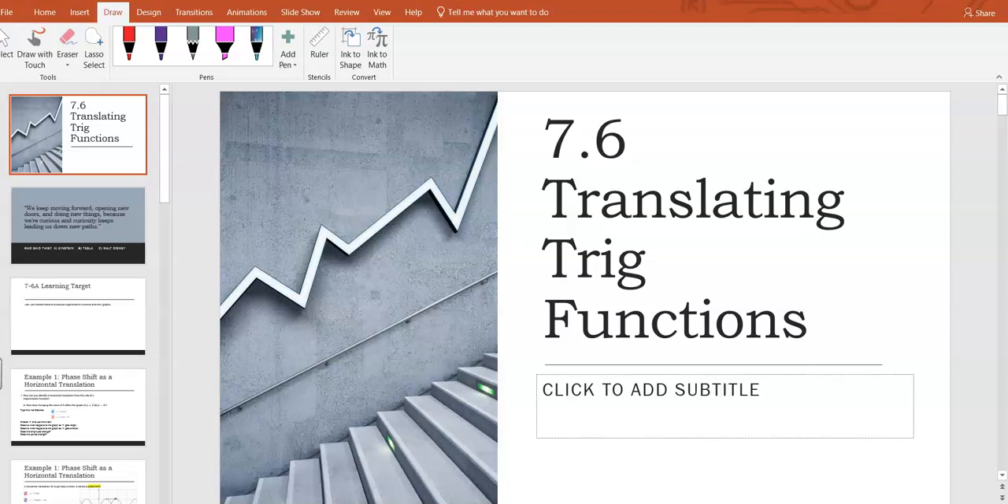We're going to be looking at the graphs of sine and cosine functions and what happens when we shift them up, down, left, right, and also some other interesting things.